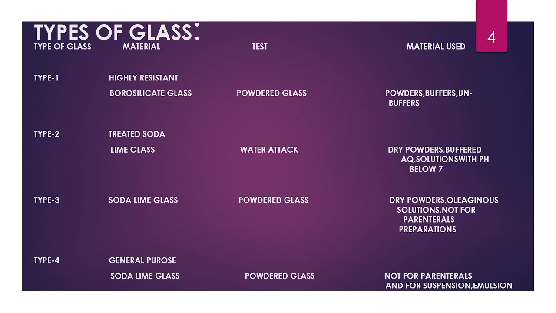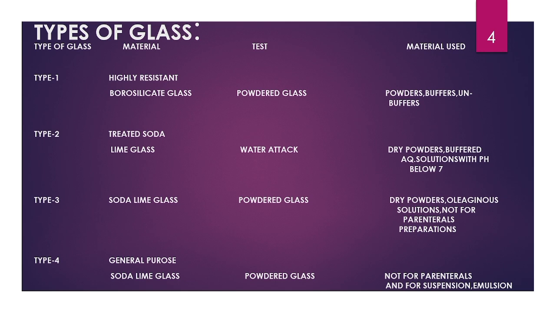The material used for manufacturing type 1 glass is highly resistant borosilicate glass. Whereas for type 2, treated soda lime glass is used. And type 3 glass is made by using soda lime glass. And in type 4 glass we use general purpose soda lime glass. So we need to identify them by which type of material is present in that glass, either type 1, type 2, type 3 or type 4.